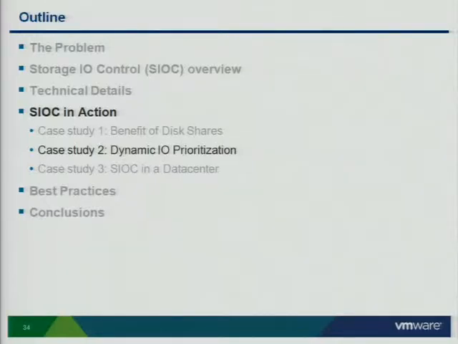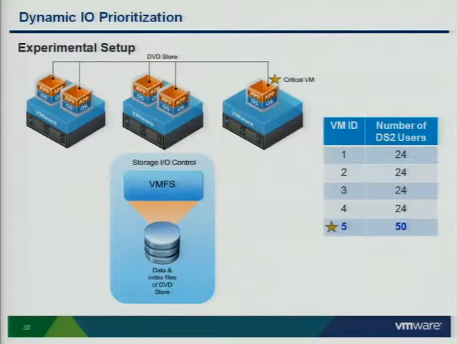What should you do? Should you go and change the disk shares? But that would be not feasible, right? You cannot expect to keep changing the disk shares based on the load levels of your VM during any given day. How does storage I/O control handle this situation? This experiment discusses how storage I/O control manages this situation.